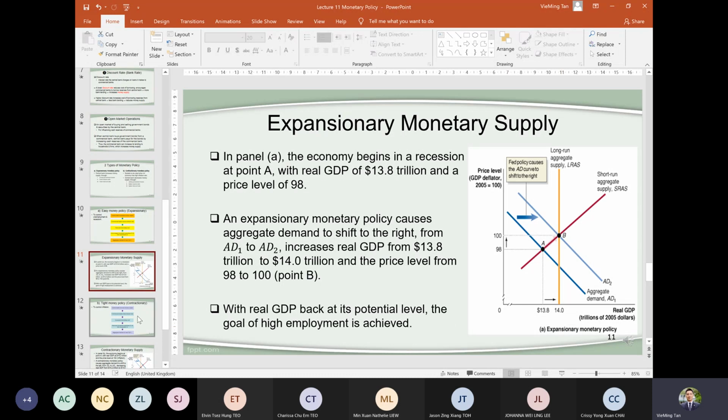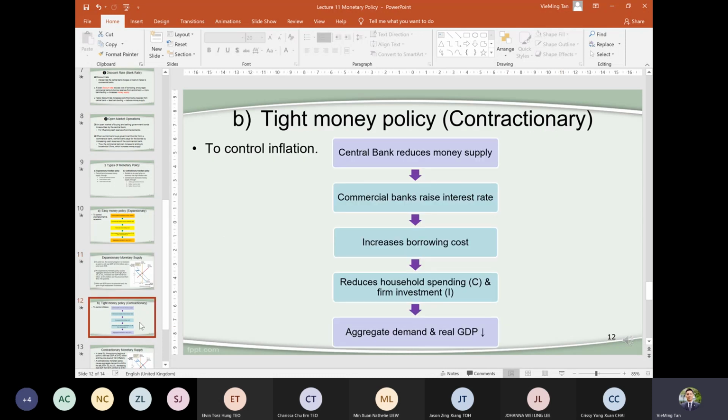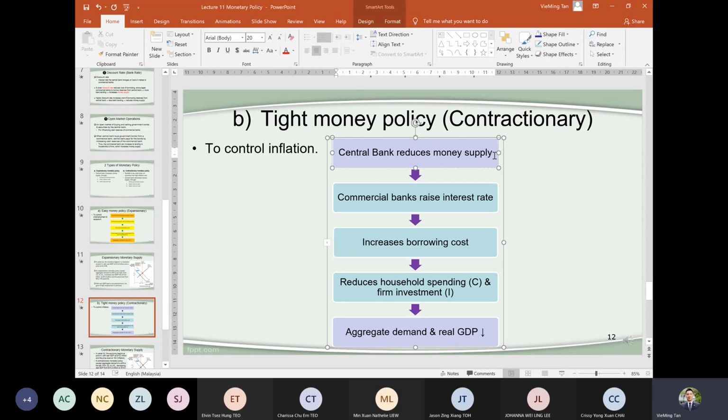All right. On the other hand, just now the student asked, what happens if the central bank is practicing contractionary monetary policy then? Contractionary monetary policy is also called the tight money policy. This policy is used to control inflation. So how does this policy work? At first, the central bank needs to reduce the money supply by doing three things.